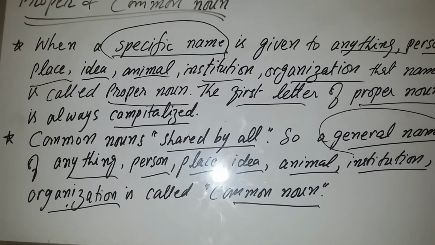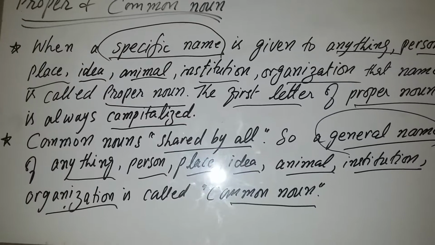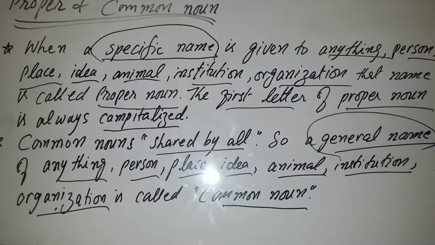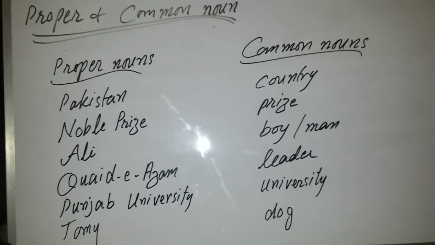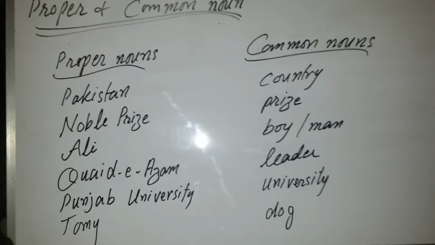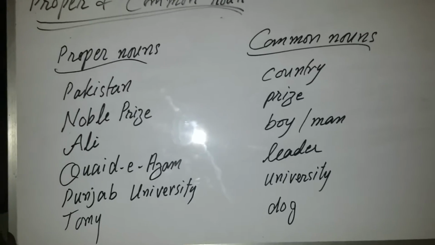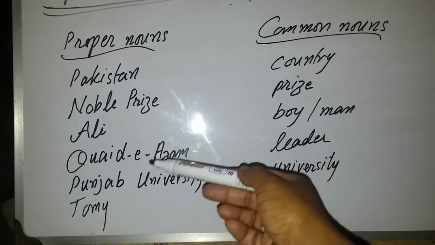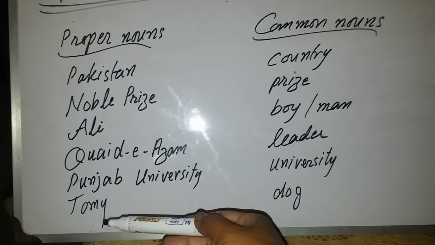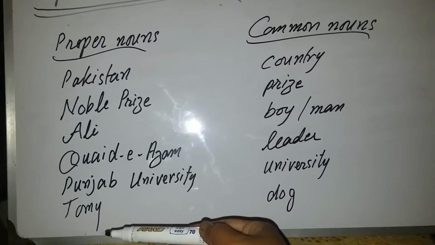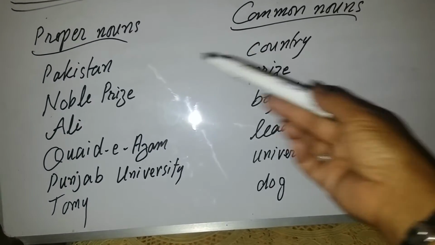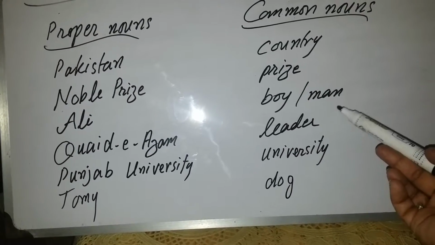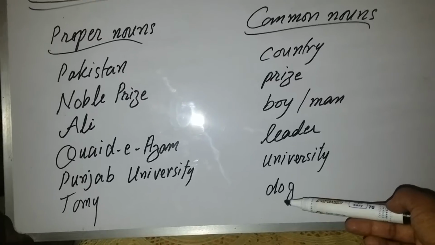Now I will give you examples, and I will tell you how we can differentiate between proper and common nouns. Here are a few examples. In the list of proper nouns, you will find six words: Pakistan, Nobel Prize, Ali, Quaid-e-Azam, Punjab University, and Tommy. The common nouns of these words are country, prize, boy or man, leader, university, and dog.